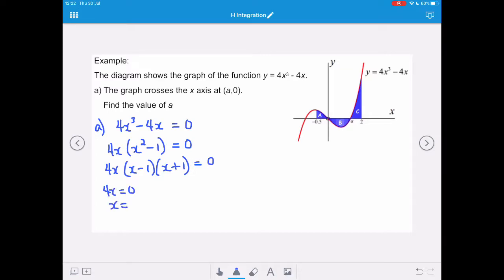So 4x equals 0 gives us x equals 0, which is the origin. We've got x minus 1 equals 0, so x is going to equal 1. And we've got x plus 1 equals 0, so x is going to be -1. And we can annotate these points onto our diagram. So -1, 0, and 1. And so our value for a is going to equal 1.